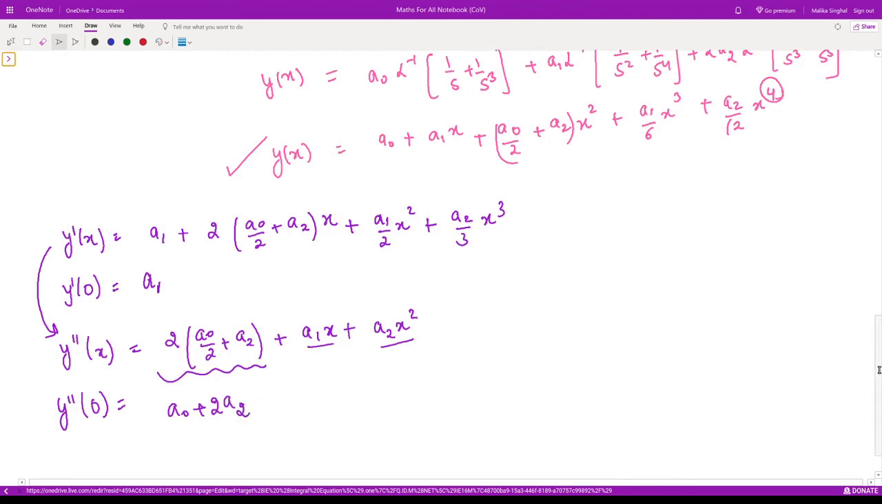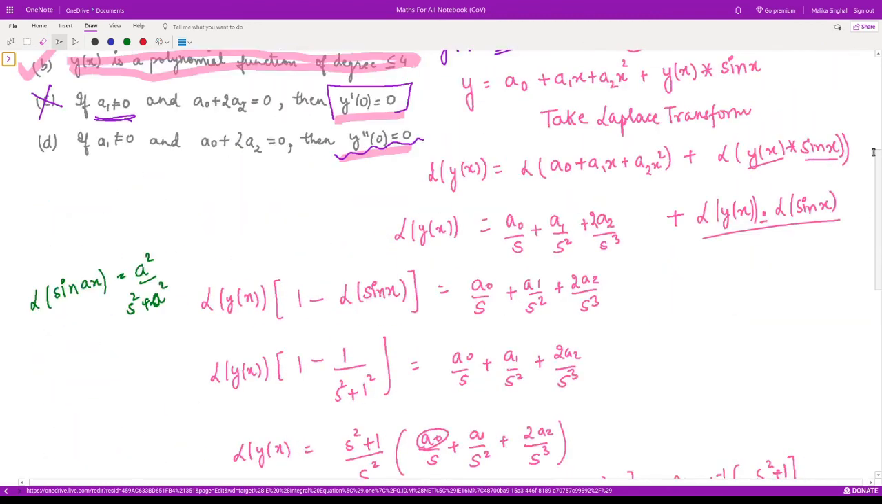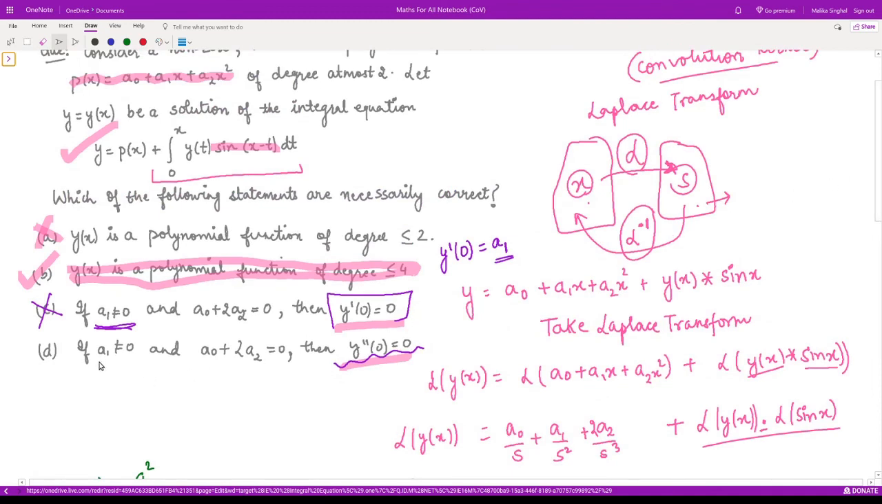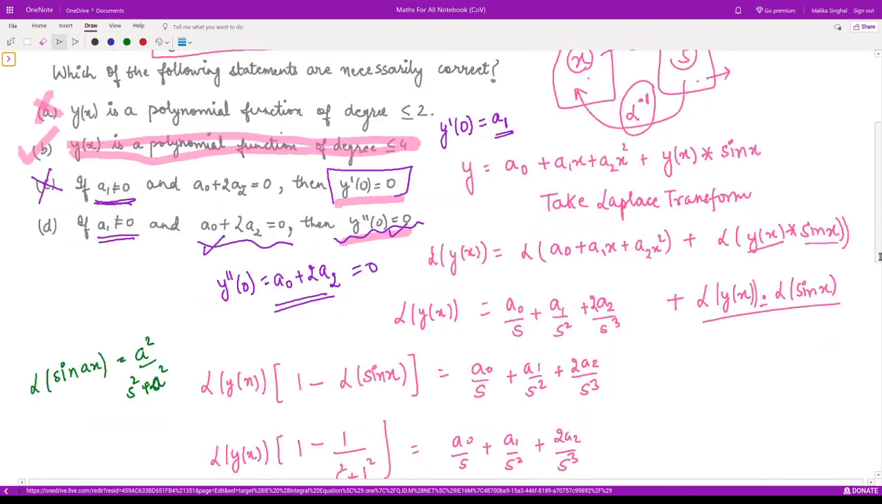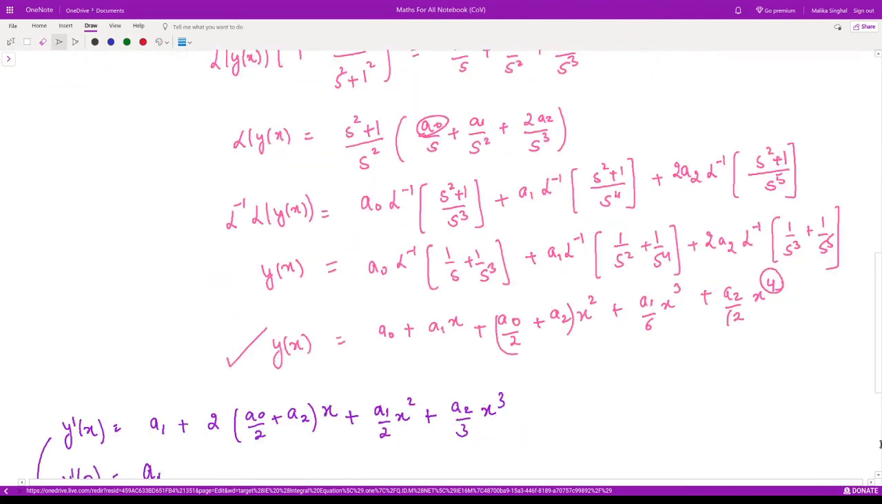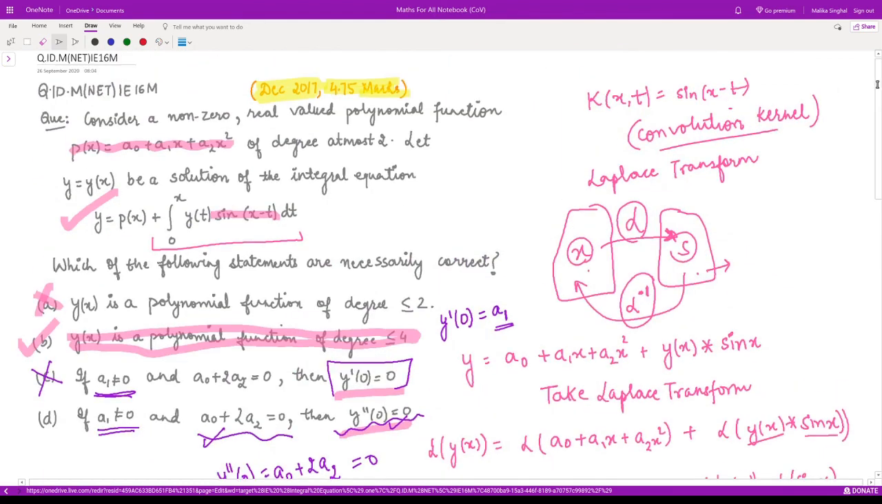Right. So now let us see the conditions in the fourth option. They are saying a1 is not equal to 0. Moreover, this term is equal to 0, then y double dash 0 is equal to 0. In our case, what do we get? We get y double dash 0 is equal to a0 plus 2a2, right? So this would be 0 if and only if this term is 0, right? So this condition is true. Moreover, they are saying a1 is not equal to 0, right? So it is not making any difference here. So this option is correct.